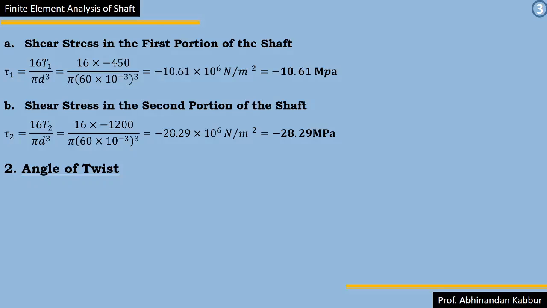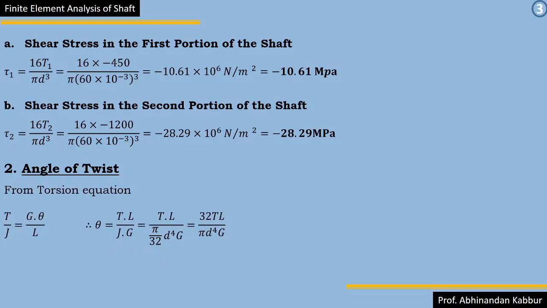Now I need to calculate the angle of twist. From the torsion equation, we also know that T by J is equal to G theta by L. From there theta is equal to 32. After substituting once again the J value as the polar moment of inertia for the solid shaft, that is pi by 32 into d raised to 4, and simplifying, I'll get 32 TL divided by pi d raised to 4 into G. Now first I need to calculate theta in the first portion, then theta in the second portion. Adding those angles of twist, I'll get the total twist in the shaft. So we are calculating like this.